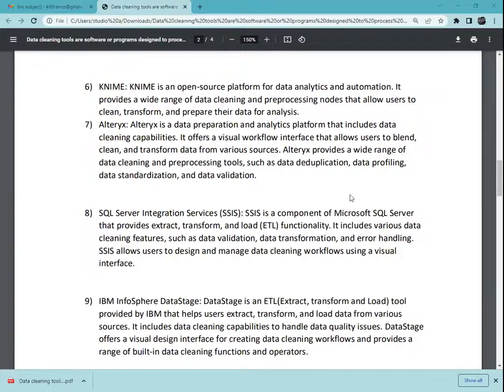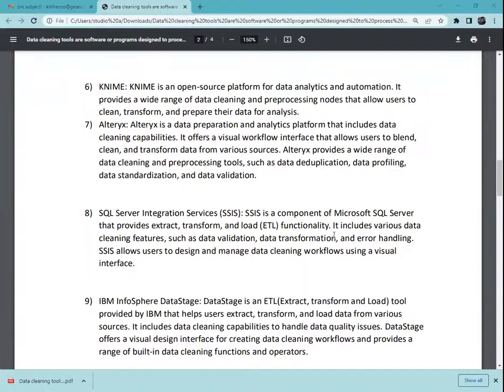ETL functionality. It includes data cleaning features such as data validation, data transformation, and error handling. SQL Server Integration Services allows users to design and manage data cleaning workflows using a visual interface. You can see it uses a visual interface, a lot of graphical analysis there.